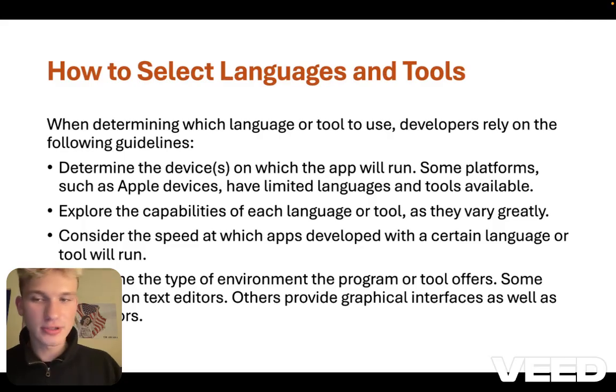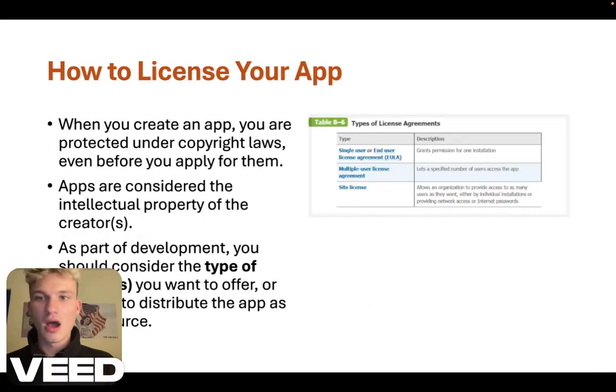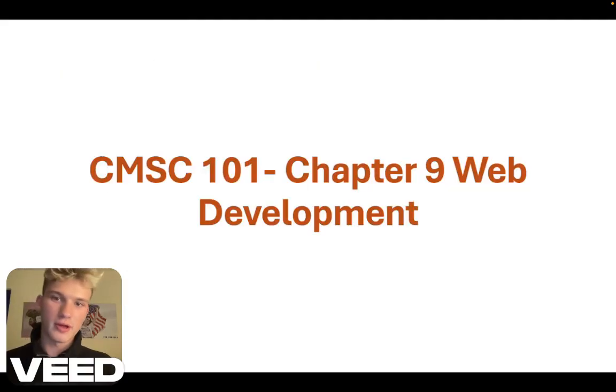How to select language and tools. When determining which language or tool to use, developers rely on the following guidelines. We talked about some of those guidelines: determining the devices on which the apps will run. Some platforms, such as Apple devices, have limited languages and tools available. We talked about how to license your app. When you create an app, you are protected under copyright laws even before you apply for them.